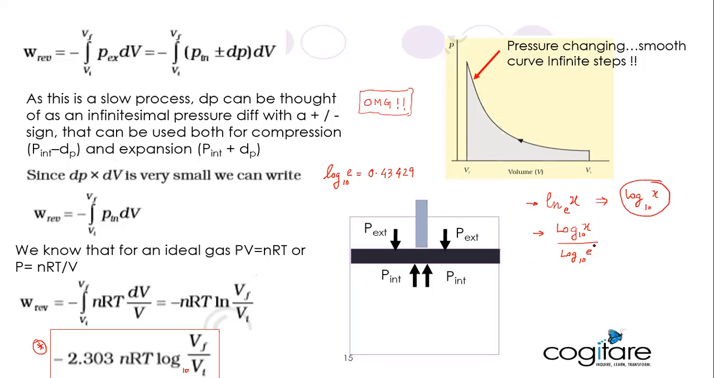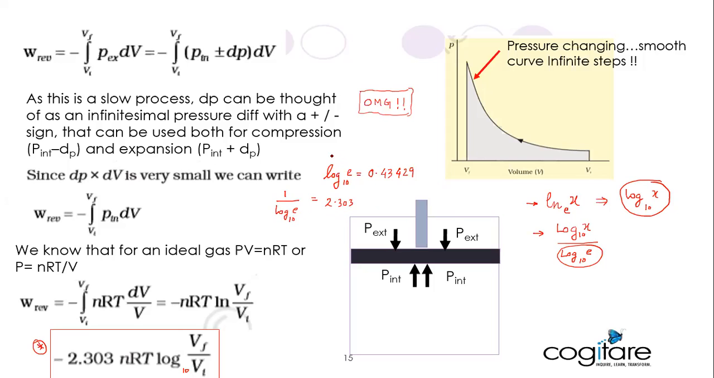That means you have to divide whatever you have with this number, right? So you do 1 by 0.43429. How much are you getting? 1 by 0.43429 is 2.303, right? That means 1 by log e to the base 10 is nothing but 2.303. So you're using these definitions.